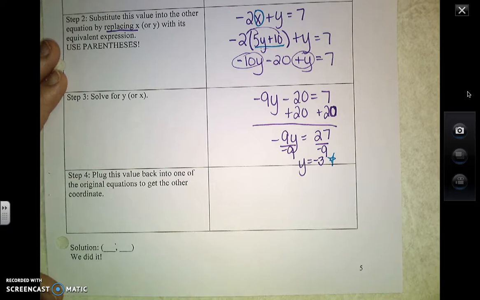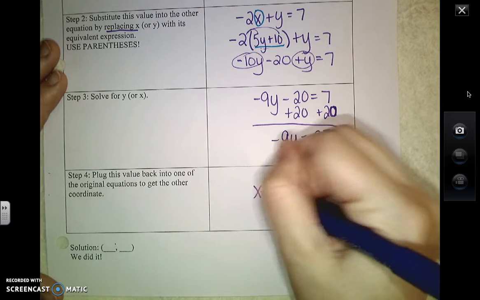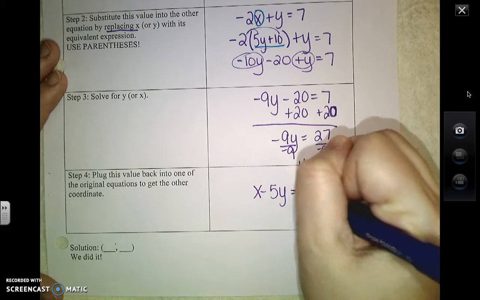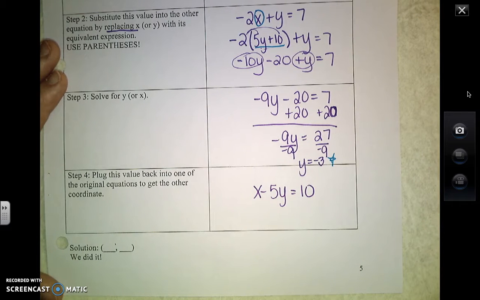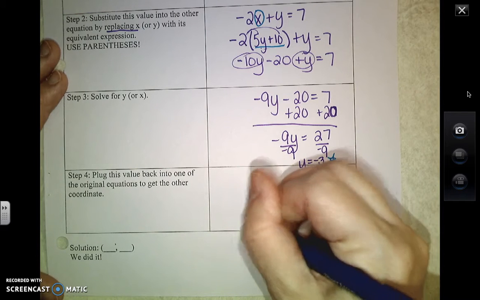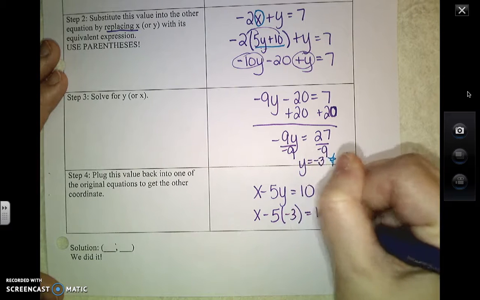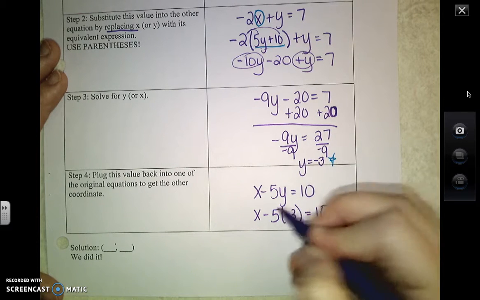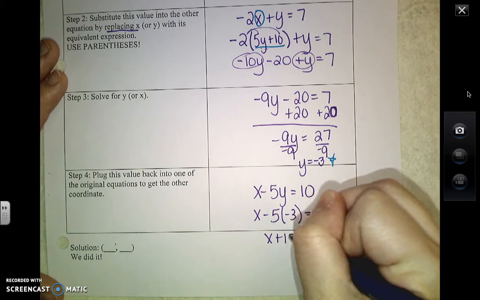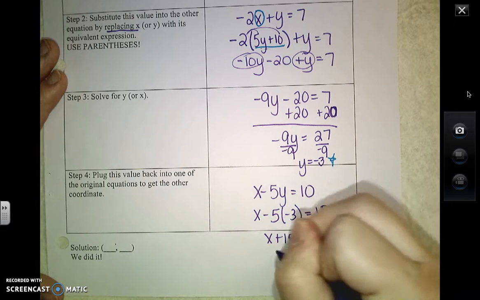So I'm going to plug this value back into one of the original equations to get the other coordinate. So you're going to look back at the top of the page and pick an original equation. It does not matter which one. I'm going to choose the top equation. And since I know that y is negative 3, I'm going to plug that in. So x minus 5 times negative 3 is equal to 10. We multiply to get 15, so x plus 15 is 10, and we get x alone.